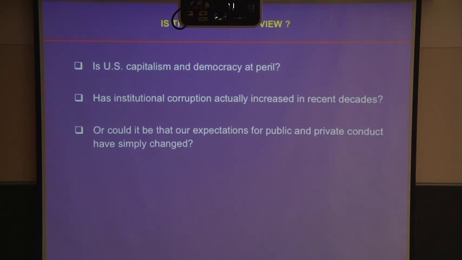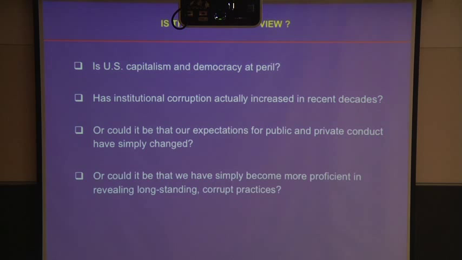I asked this at my 50th reunion two years ago, which we organized around corruption. Professor Leggers gave the opening speech, which was really quite interesting, since even my most conservative banking friends stood up and applauded. I thought that was really quite good. But has this changed? Our class basically said, yeah, our expectations have changed over a period of time. Or is it that we've just become more proficient in revealing longstanding and corrupt practices? Maybe we just get better reporting. We have better people in the media now reporting out. Was there ever a golden age without corruption?